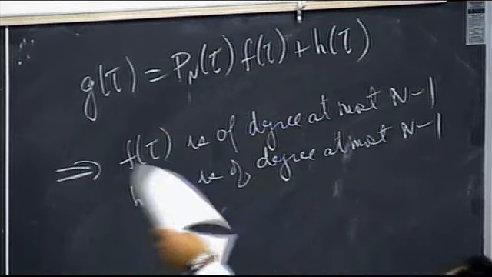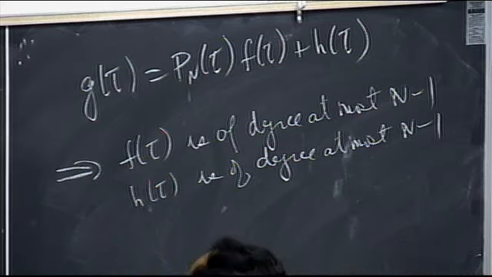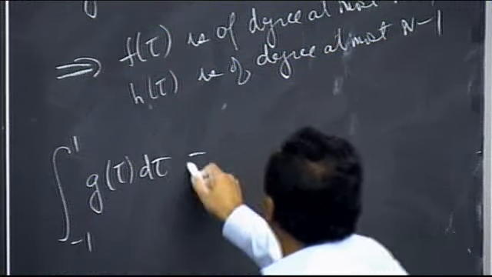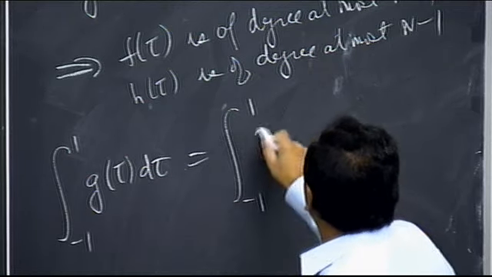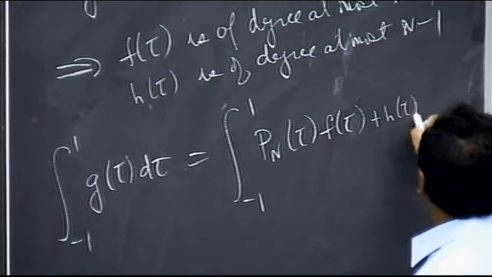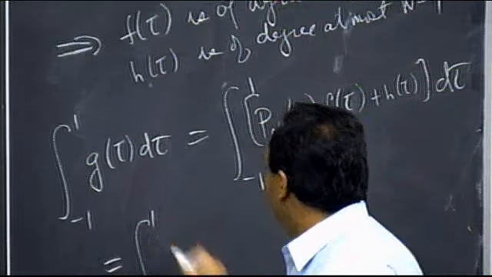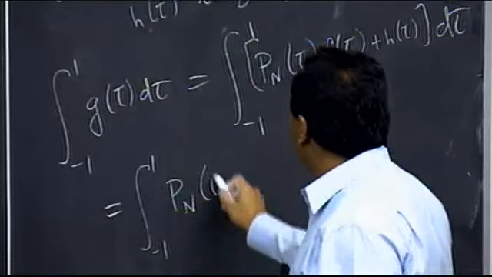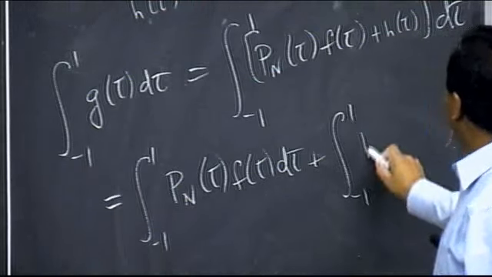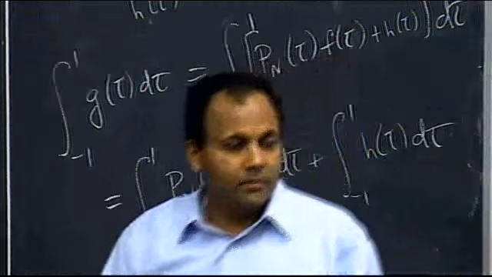So now, given the fact that I can write this polynomial of degree 2n minus 1 this way, now let's integrate this polynomial. So the integral from negative 1 to 1 of g of tau d tau is equal to the integral from negative 1 to 1 of Pn of tau times f of tau plus h of tau d tau, which is equal to the integral from negative 1 to 1 of Pn of tau times f of tau d tau plus the integral from negative 1 to 1 of h of tau d tau. Right? I just broke that up.